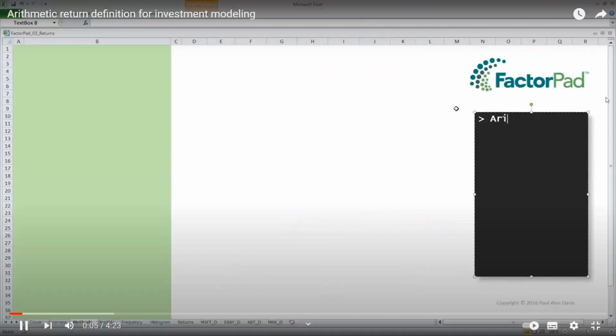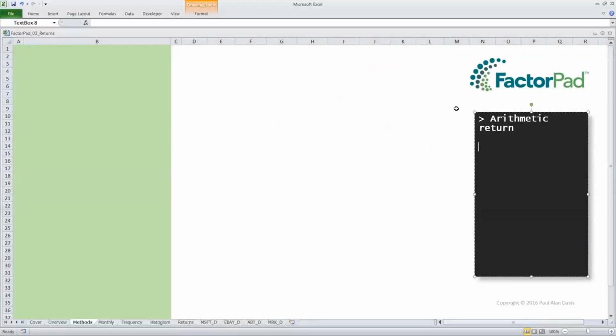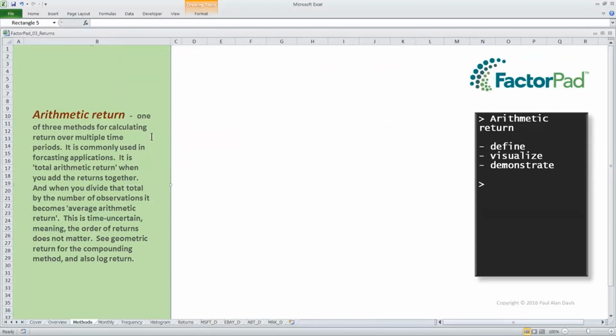Welcome to a definition of arithmetic return for investment modeling by FactorPad. I'm Paul, and here's how we'll do it. First, we'll start with a definition. Next, we'll visualize arithmetic return, and last, we'll demonstrate the calculation in Excel. Okay, let's start with a definition from our glossary. Arithmetic return is one of three methods for calculating return over multiple time periods. It is commonly used in forecasting applications.